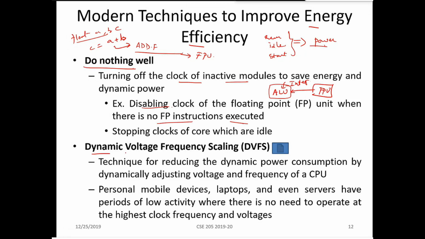The next one is dynamic voltage and frequency scaling, DVFS, which I told you about. Please explore this. It is a technique for reducing dynamic power consumption by dynamically adjusting the voltage and frequency of the CPU. You can clearly try it in Linux. At least write one example: put in your C code, try running it at various frequencies, and check how the power consumption varies.